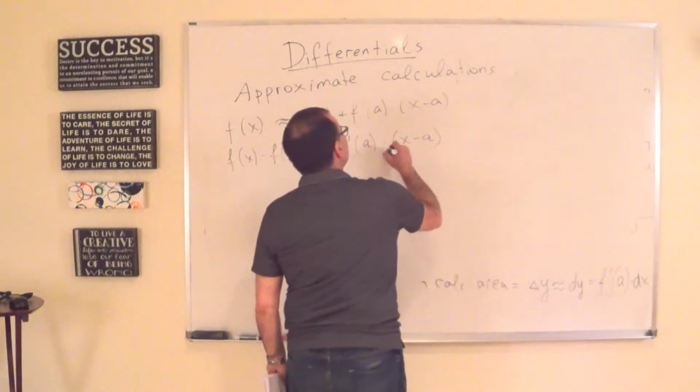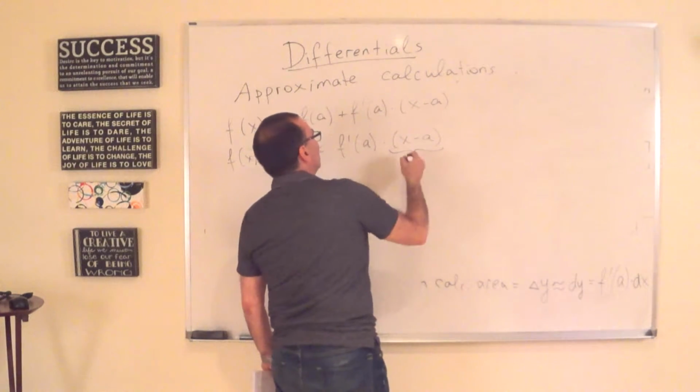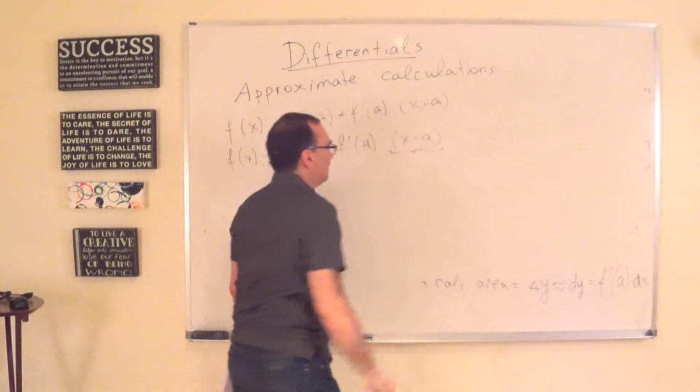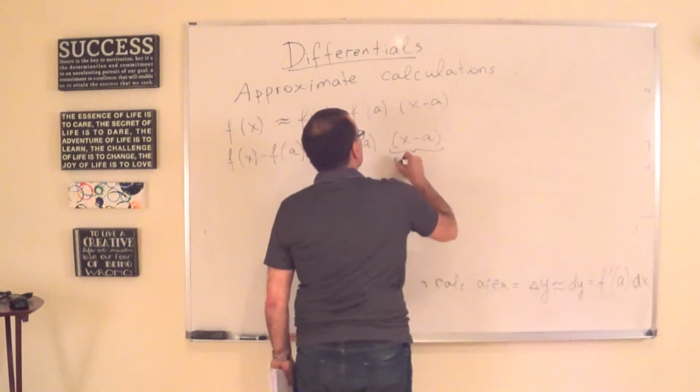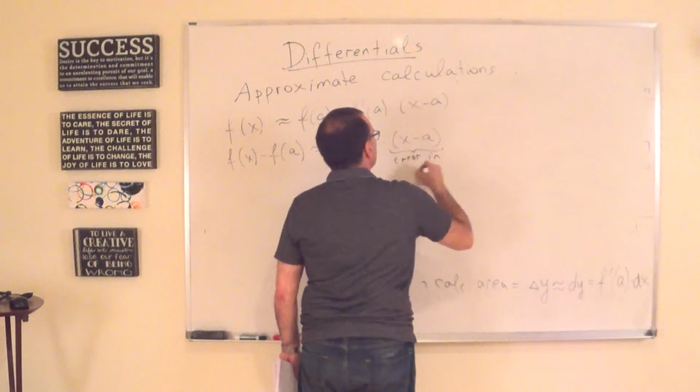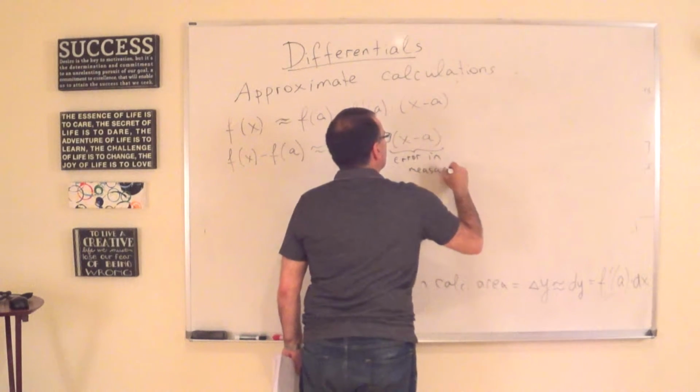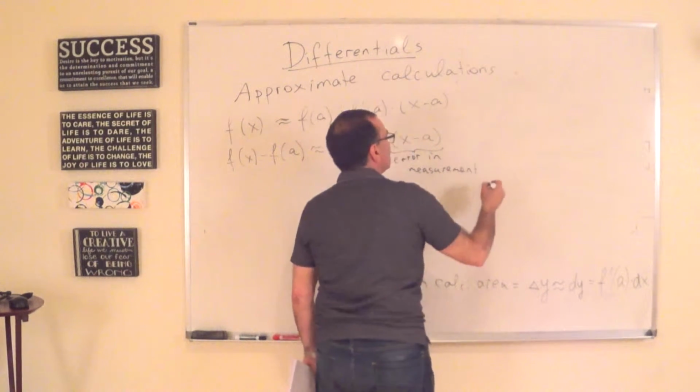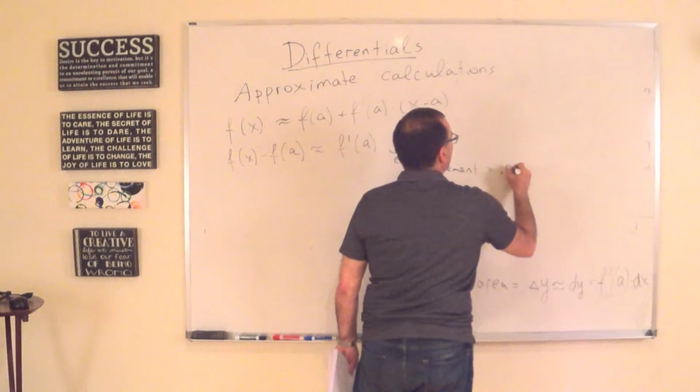X minus a is the error in measurement. The exact value minus the approximate value is the error in measurement. And we know this error, it's 0.01 meter.